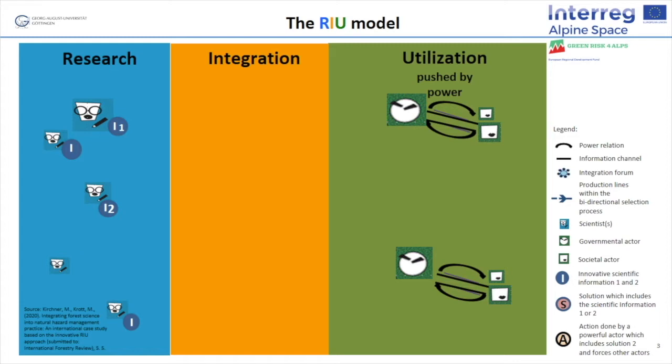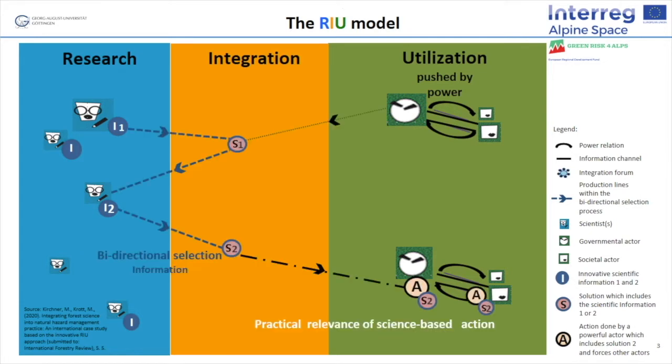Activities in integration and research typically alternate between both phases and can be visualized by means of production lines for the process and for the time dimension, before a finalized solution is delivered into utilization and before specific science-based action by an actor develops practical relevance. Within integration, actors perceive their typical different roles as researchers, societal, market or governmental actors, each with a corresponding set of interests, values and norms.